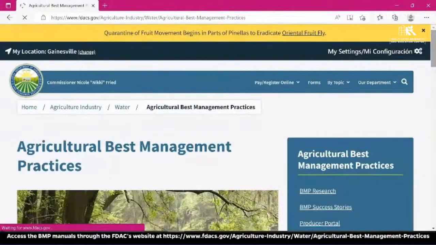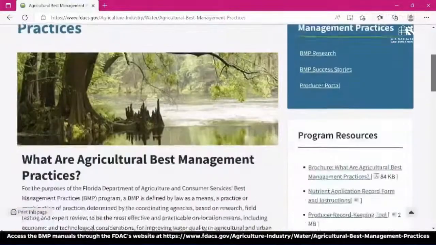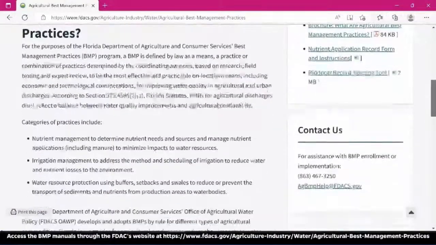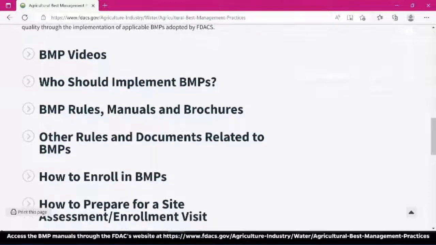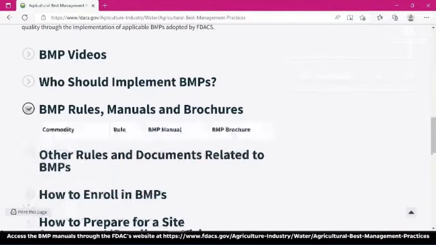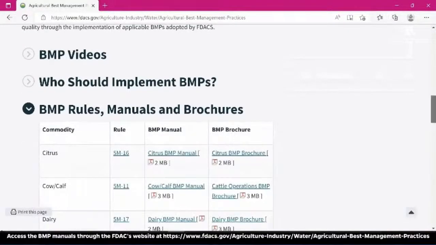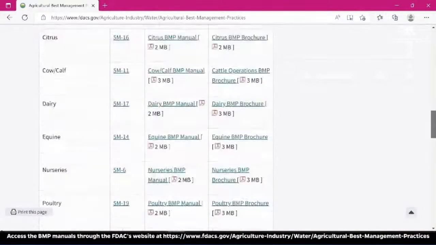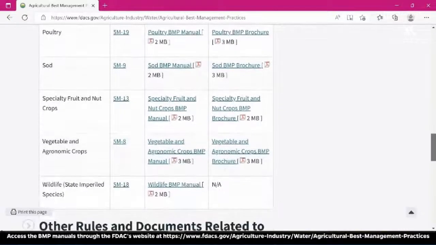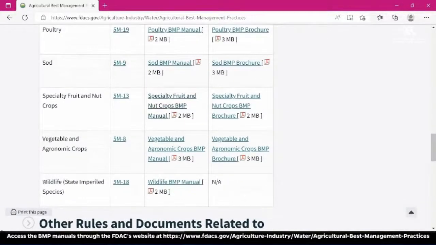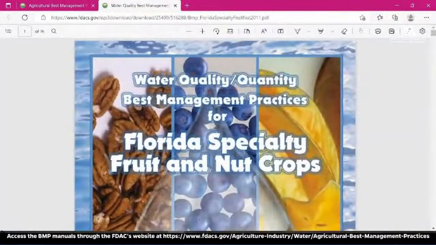The Florida Department of Agriculture and Consumer Services has also developed BMP manuals for different commodities for the state of Florida. These manuals contain best management practices, including irrigation management practices for different crops. I strongly recommend the use of these manuals for the adoption of best management irrigation practices in the state of Florida.